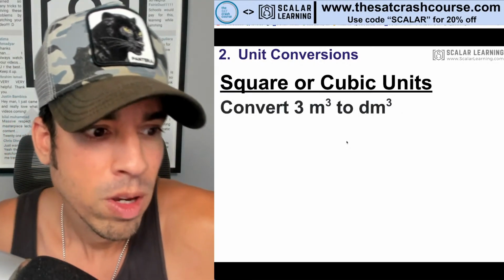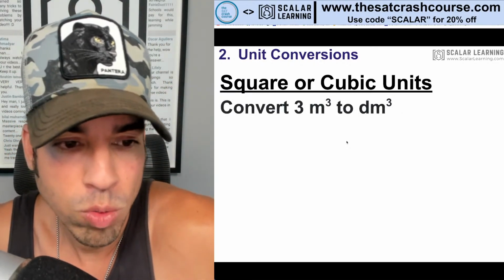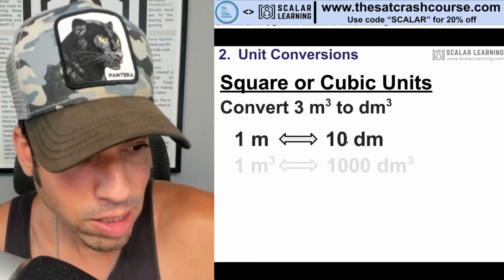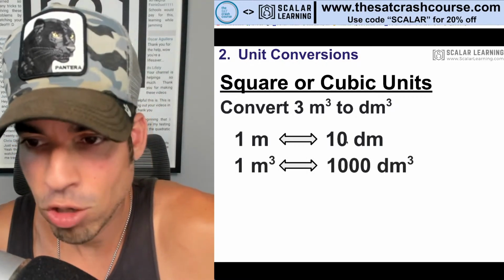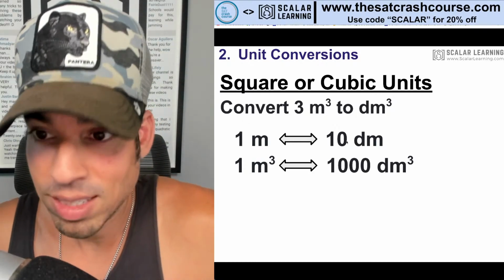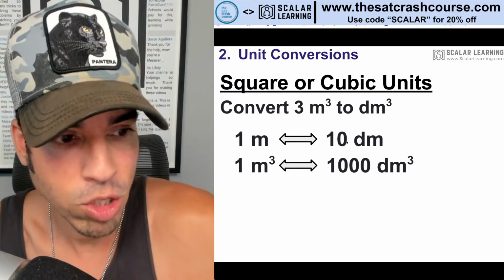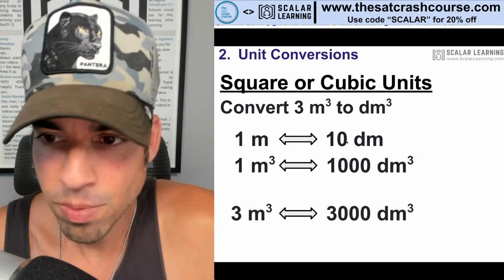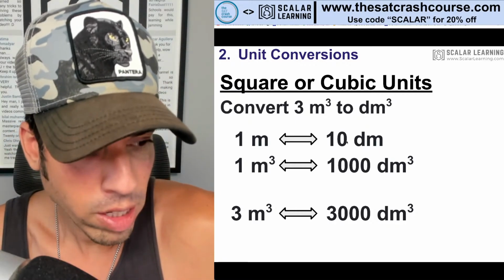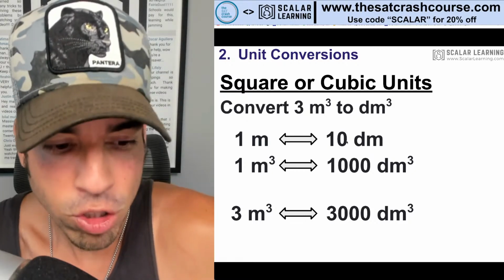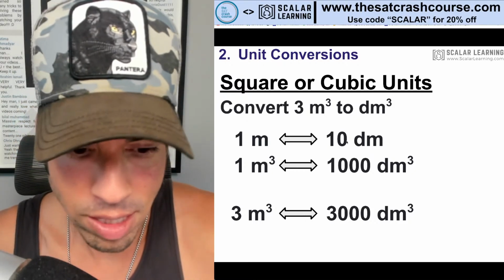Another example, if we're doing 3 meters cubed to decimeters cubed. Well, again, I know that 1 meter is equivalent to 10 decimeters. 1 meter cubed, we're cubing 1, which is 1. Then that is equal to 1,000 because that's 10 cubed, 1,000 decimeters cubed. Now we can easily multiply this ratio, this proportion. So 3 times 1 is 3, 3 times 1,000 is 3,000. So 3 meters cubed is 3,000 decimeters cubed.